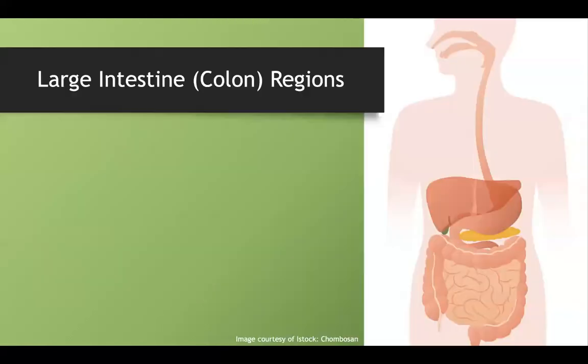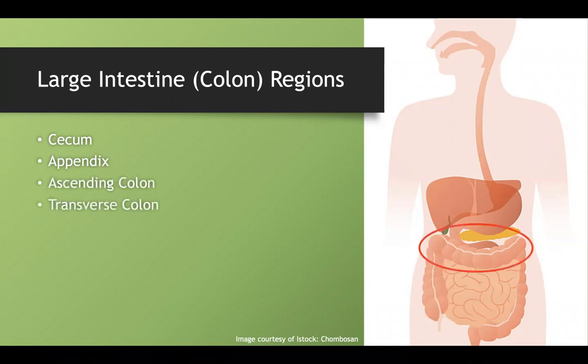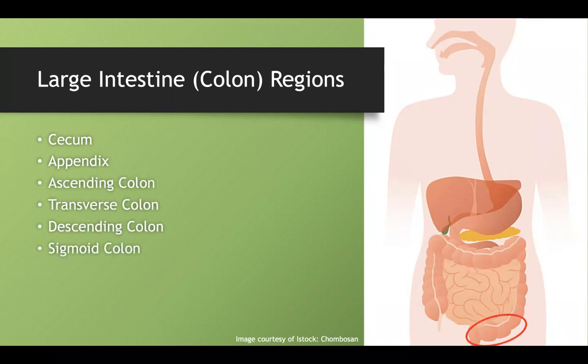So for anatomy, let's start by talking about the different regions of the colon, starting at the very bottom left of your screen here. In your right lower quadrant, you have your cecum. Attached to that is your appendix. We also have our ascending colon, transverse colon, descending colon, and finally the sigmoid colon.